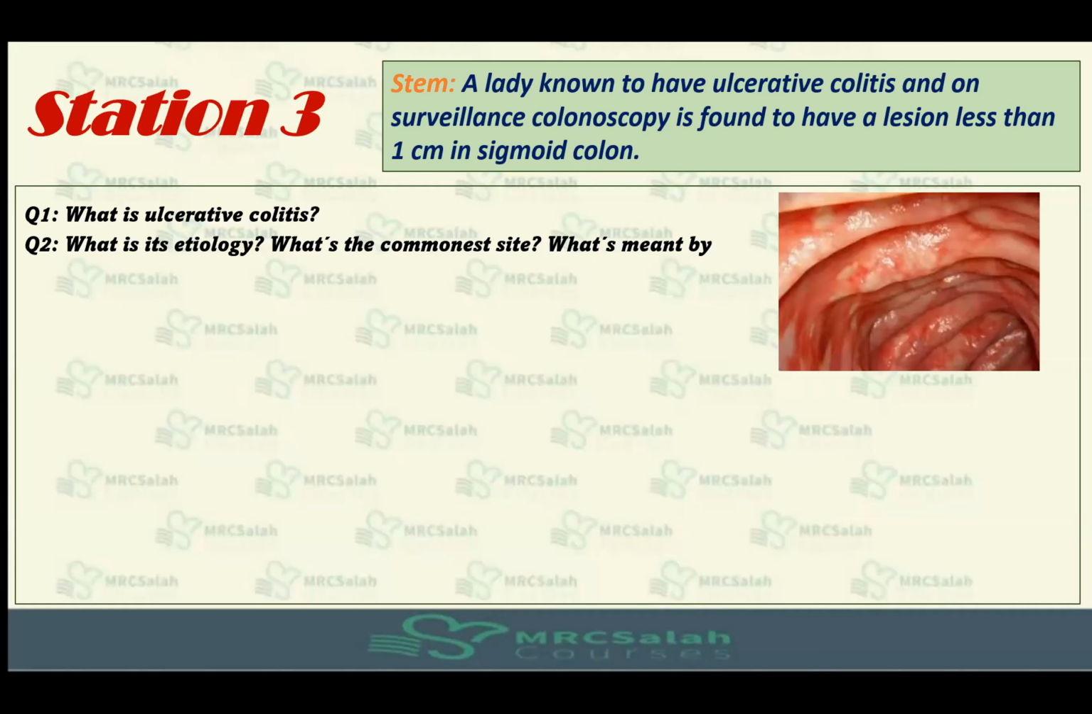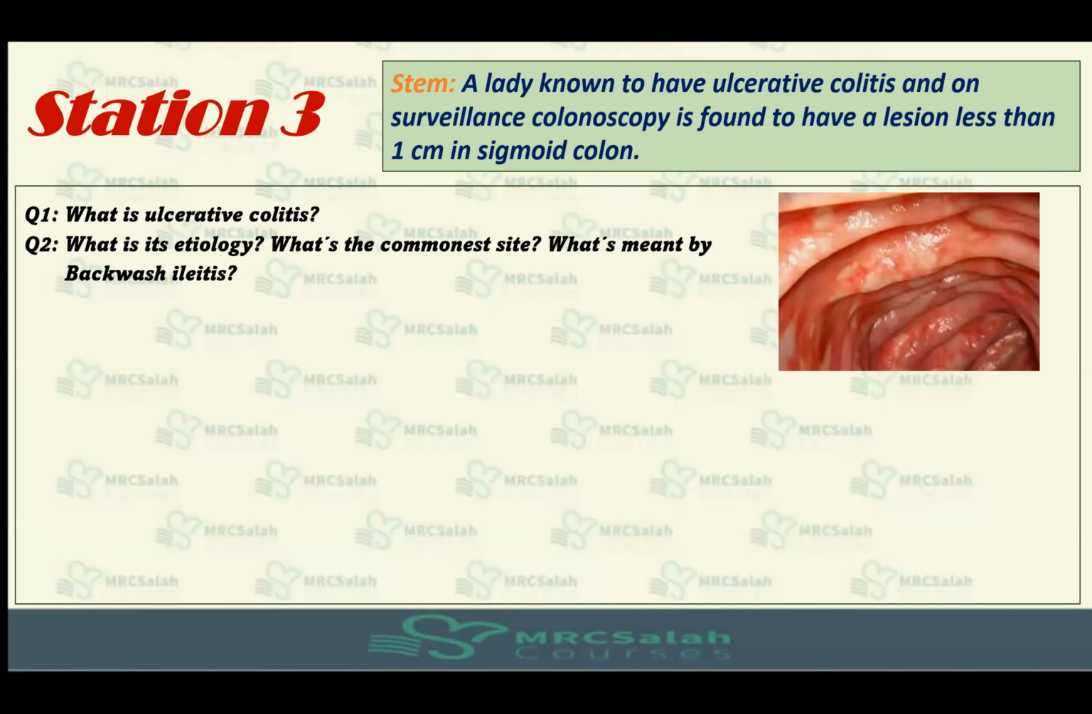What is the etiology of ulcerative colitis? It's almost idiopathic. Yes, but do you know some suggested theories? It's maybe immunological, environmental, or genetic. Yes, great. Can you tell me what's the commonest site for ulcerative colitis? Colon. Yes, especially the rectum. The rectum is the commonest site.